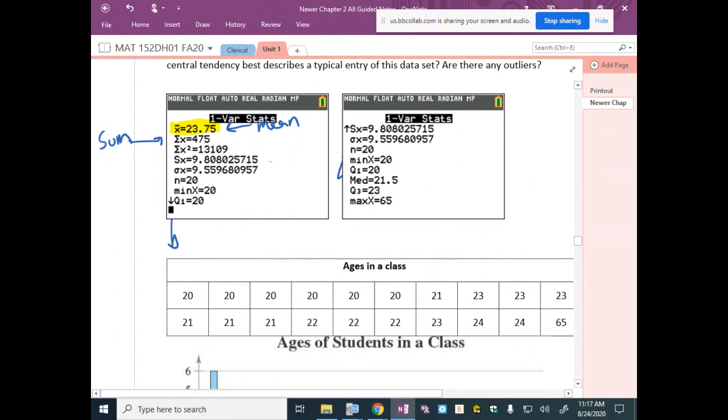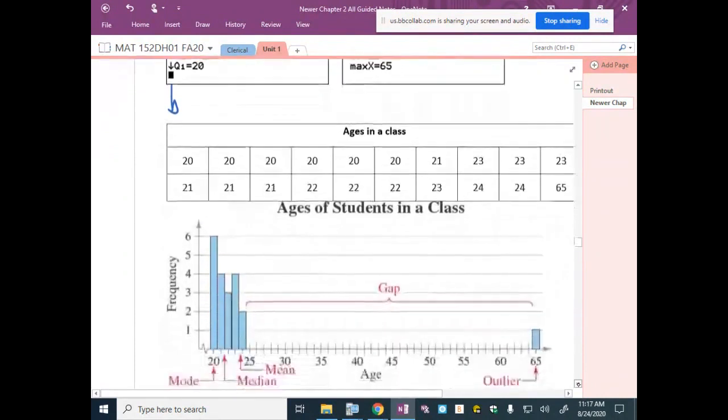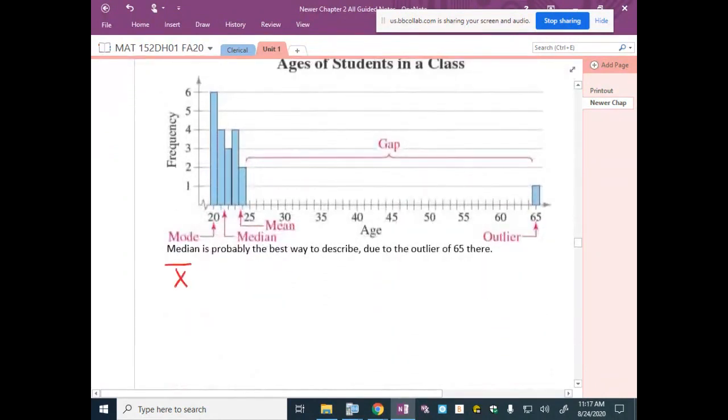And there are 20 pieces of data. Now, the median was 21.5. And Q1 and Q3, the quartiles, we're going to figure those out probably by the end of class. But, so the mean was 23.75. The median was 21.5. What was the mode? What occurred the most? 20.